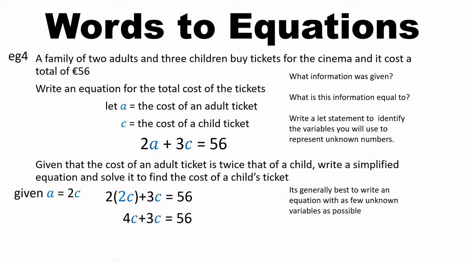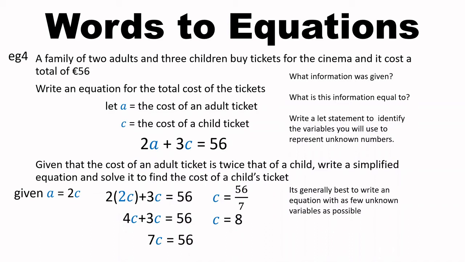So 4C plus 3C, we can group those like terms together. 4 plus 3 is 7, so 4C plus 3C is 7C. 7C equals 56, so to get the C on its own, the 7 is multiplying, the opposite of multiply is divide. So C must be equal to 8. Remember, C represents the cost of a child's ticket.